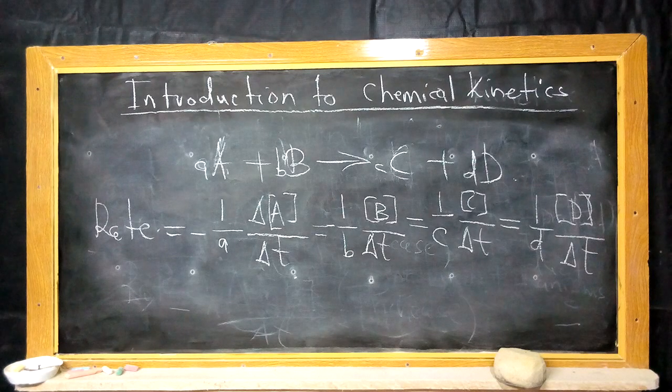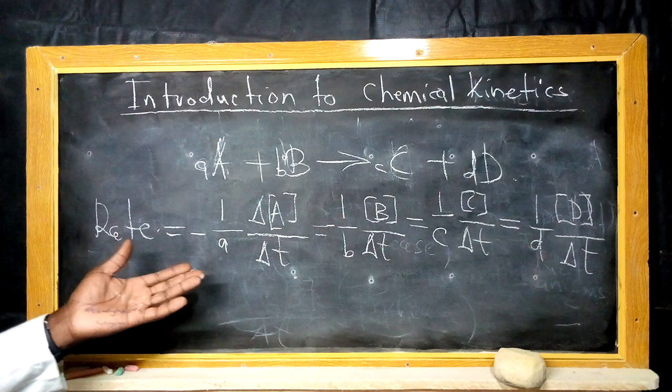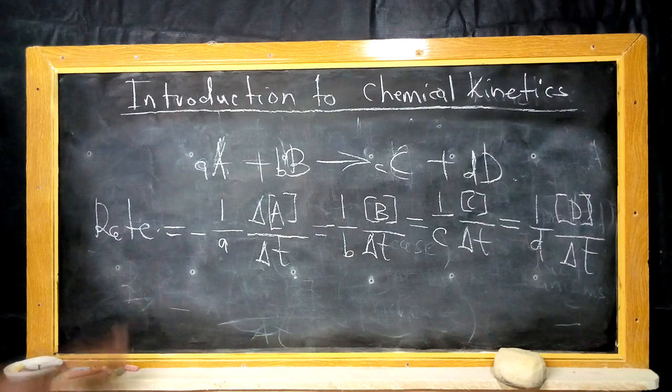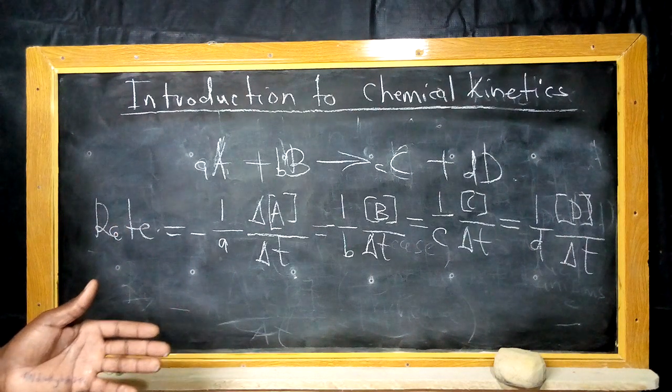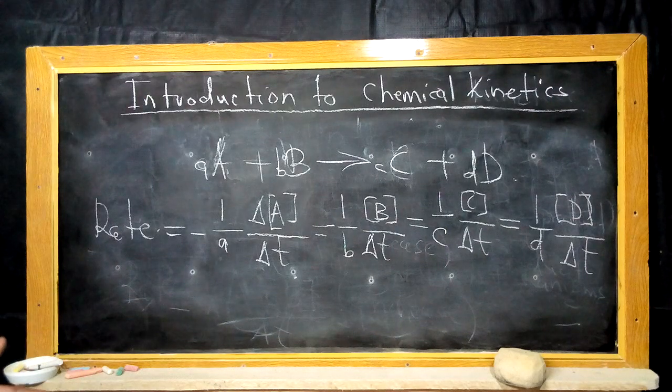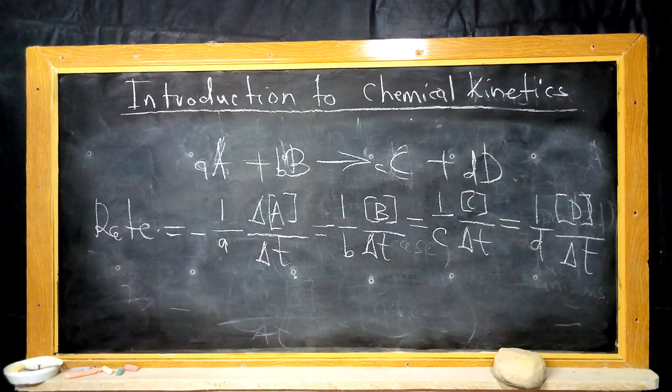So generally this is an equation that we are going to experience, the relationship between the reacting species and the products being formed as far as their rate is concerned. So this general equation gives the way of determining the rate for a reaction, with the reactants reacting to form the products.